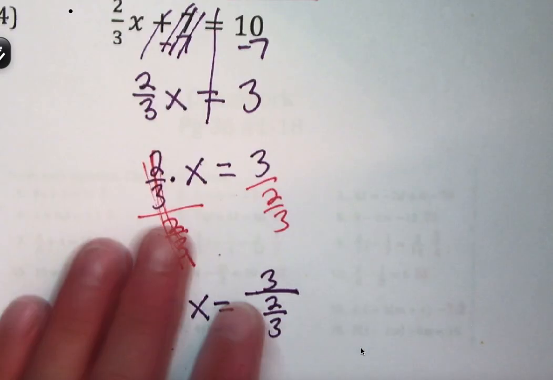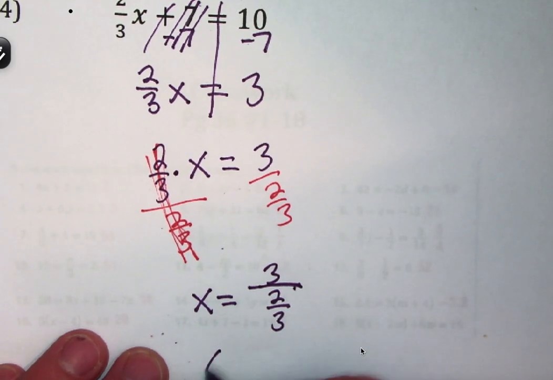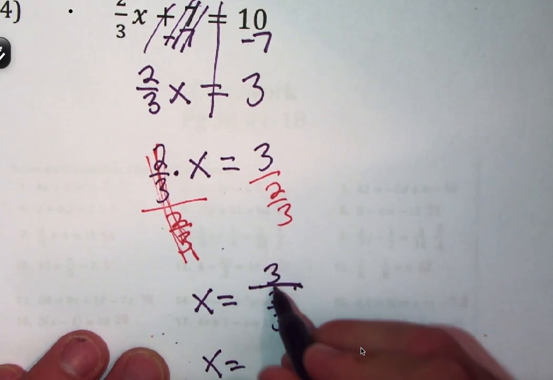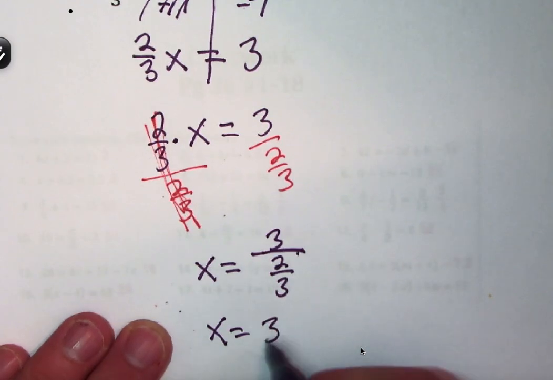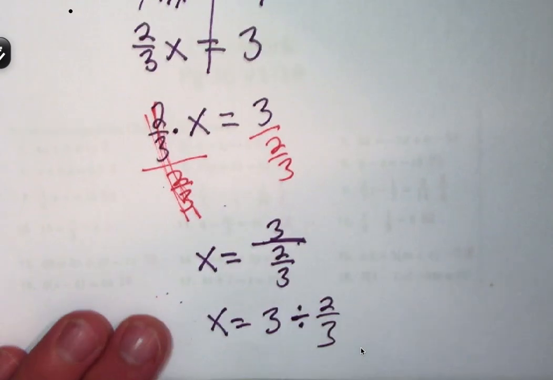Shoot. That's the answer, but it's really wacky. And well, this is really division, right? So let me write it a different way. Instead of 3 over 2/3, let me write it as 3 divided by 2/3, like that.